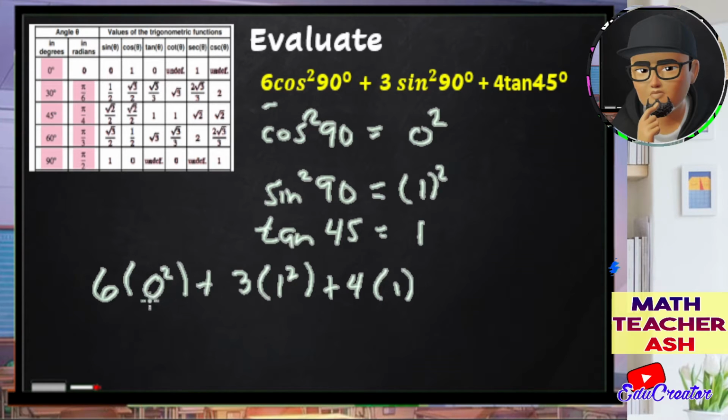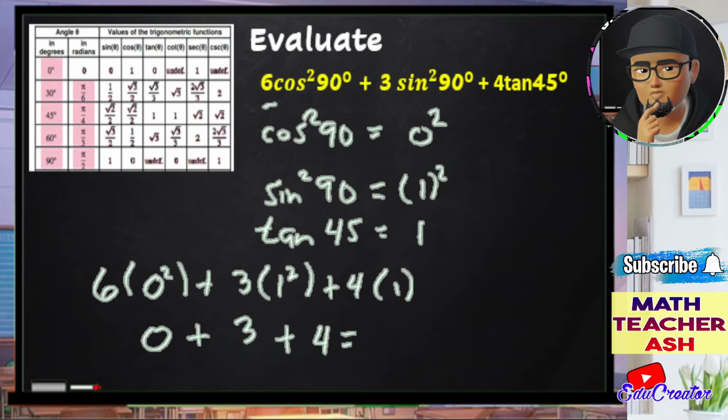So by simplifying, 0 squared is equal to 0. 0 times 6, that is 0, plus 1 squared. We are following the PEMDAS rule. 1 squared is 1. 1 times 3, that is 3. Plus 4 times 1, because there is no square here, so we automatically multiply them. So 4 times 1, that is 4. If we add 0 plus 3 plus 4, the final answer would be 7. I hope, my dear math learners, you got that one. Easy, right? Okay, so let us go to question number 5.